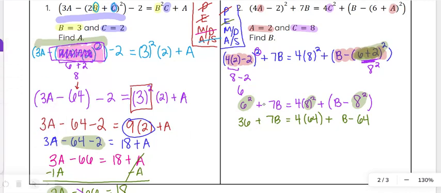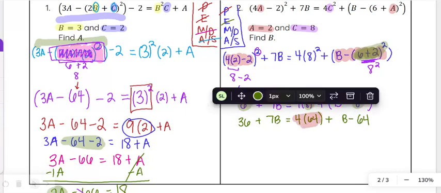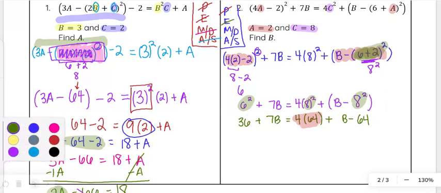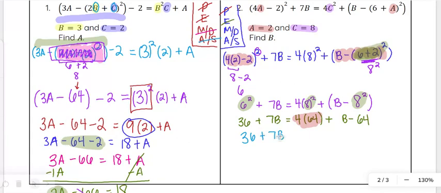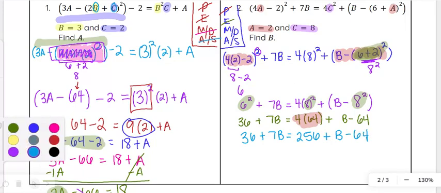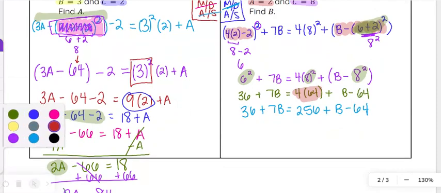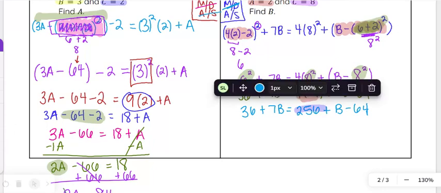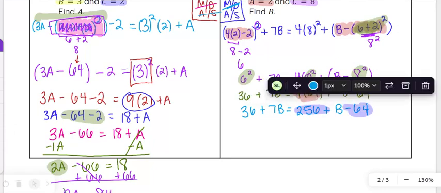So now for multiplication and division from left to right, there's nothing we can do on the left side, but we can go ahead and do 4 times 64 on the right side. So we have 36 plus 7b equals 4 times 64 is 256 plus b minus 64. At this point, we want to continue with our order of operations. So addition and subtraction would be next within each side before we get into inverse operations. So we can go ahead and do 256 minus 64.